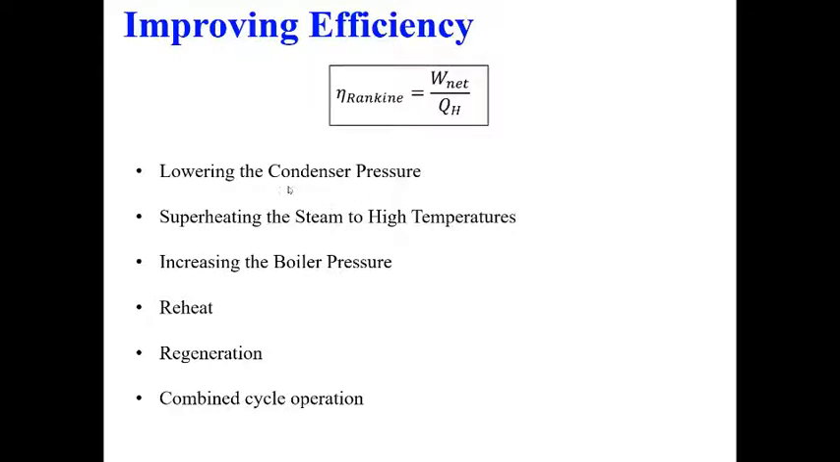So one is that we can lower the condenser pressure, or we can superheat the steam to higher temperature and pressure. We can also increase the boiler pressure. We will also look at the methods called reheat and regeneration that we'll talk about in detail in later slides. And we can also combine this Rankine cycle with other cycles to recover some amount of waste heat.